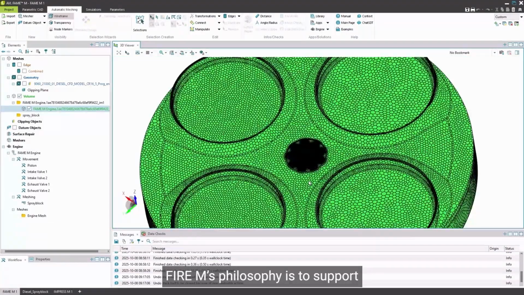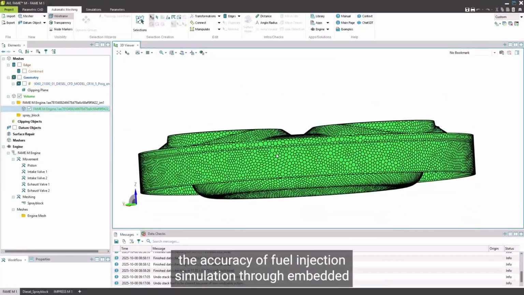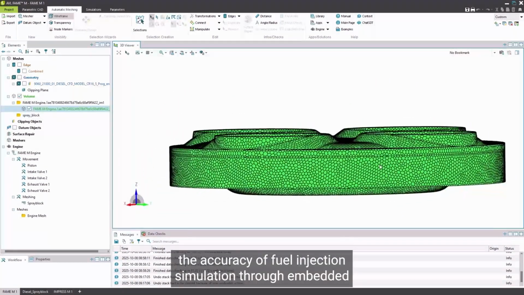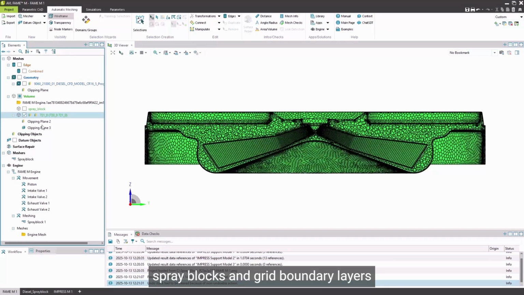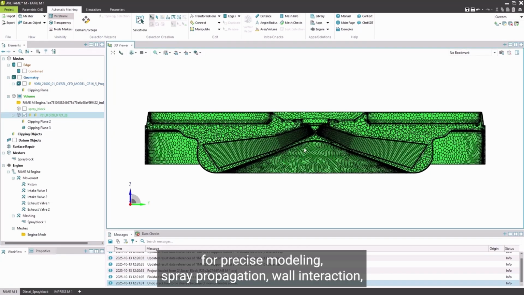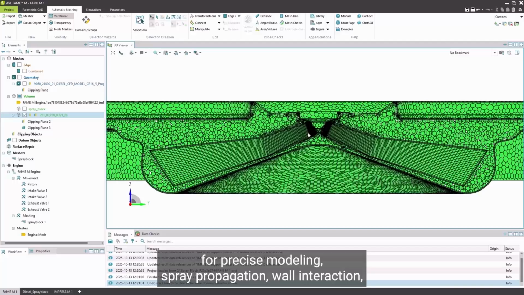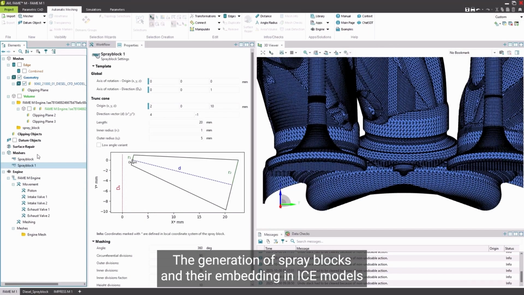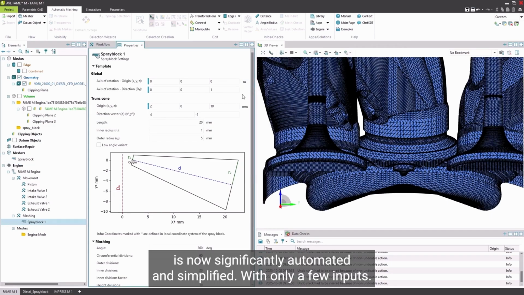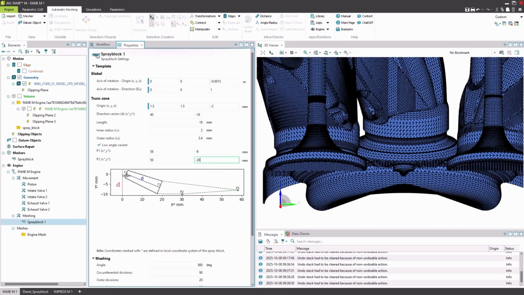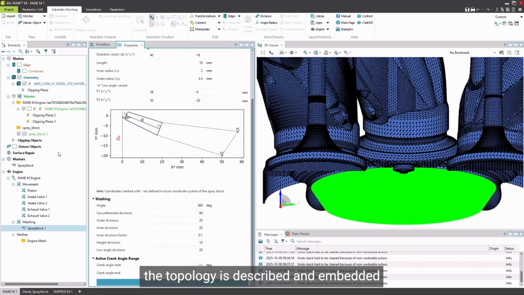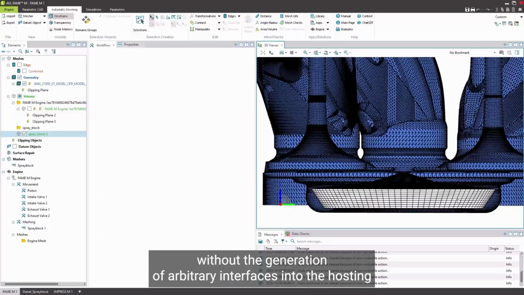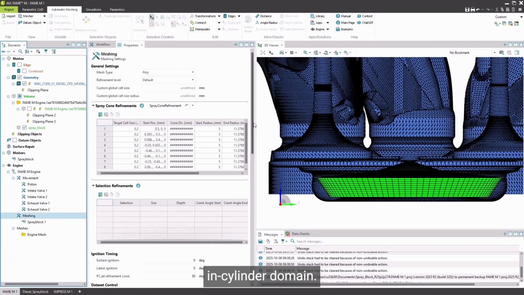FIRE M's philosophy is to support the accuracy of fuel injection simulation through embedded spray blocks and grid boundary layers for precise modelling of spray propagation, wall interaction, near wall flow and heat transfer. The generation of spray blocks and their embedding in ICE models is now significantly automated and simplified. With only a few inputs, the topology is described and embedded without the generation of arbitrary interfaces into the hosting in-cylinder domain.